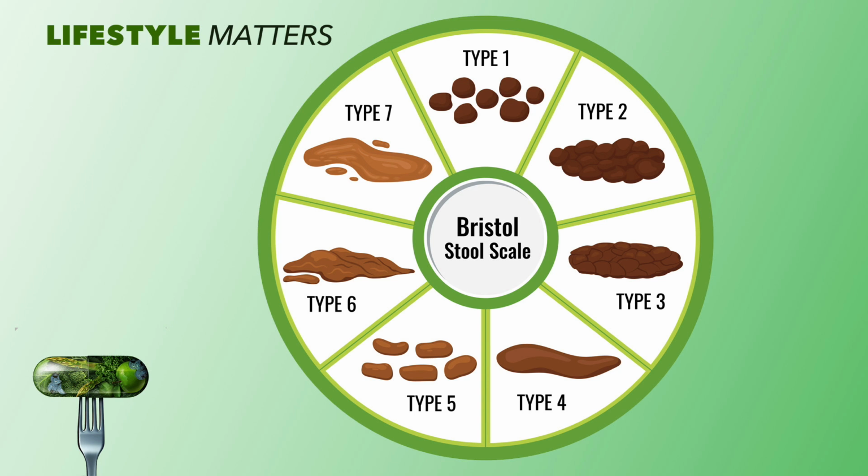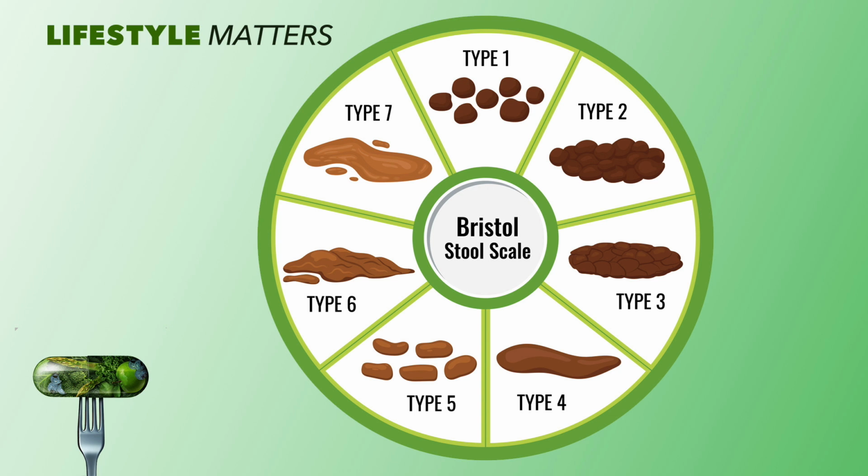And then type five is starting to get a little bit too wet. So it will also break down into smaller pieces when it's too wet. And when we get to type six or seven, we call that diarrhea, because the stool cannot form into a shape. It is actually in a liquid form.